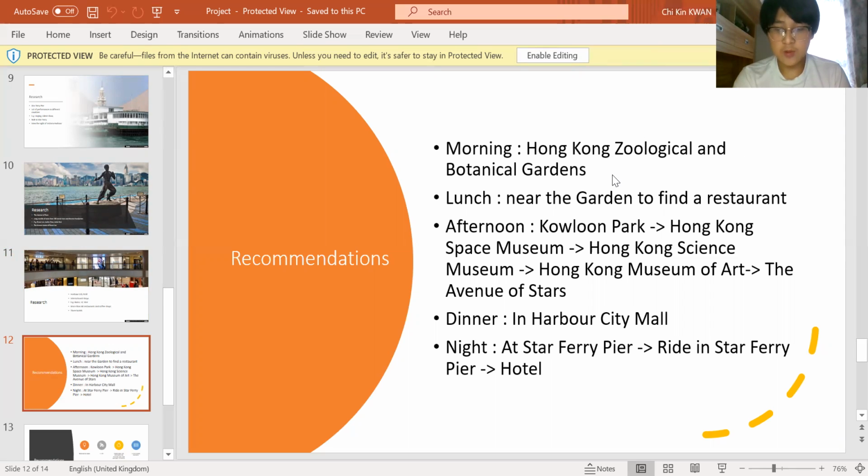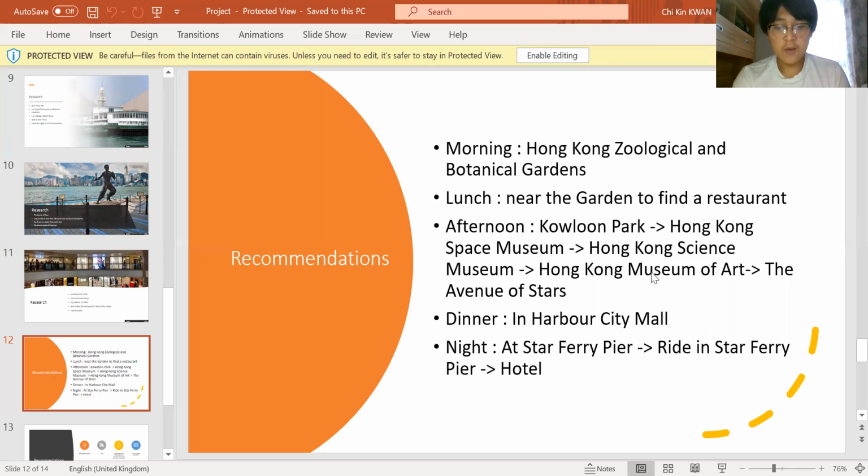So I recommend them to visit the Avenue of Stars. They can both view the sight of Victoria Harbour and see the handprints at the same time. They can go to the Harbour City Mall for shopping and having dinner. After the dinner, they can stay at Ferry Pier to watch a variety of performances and join the performance.